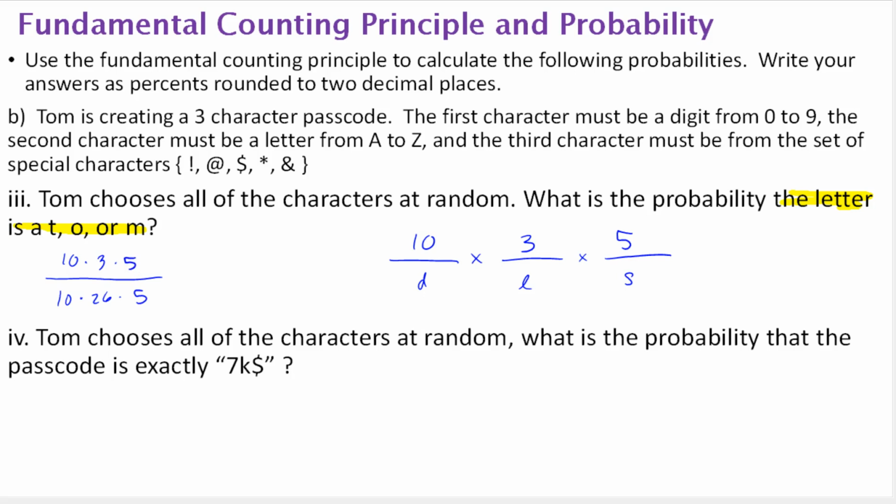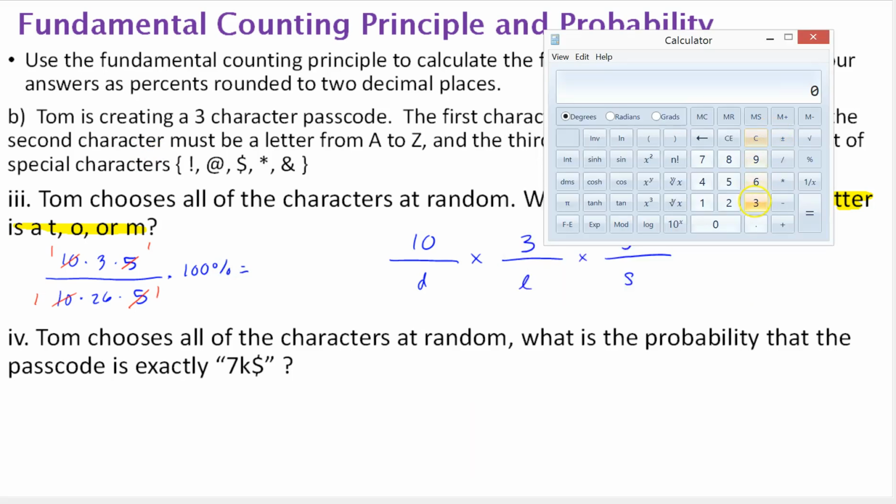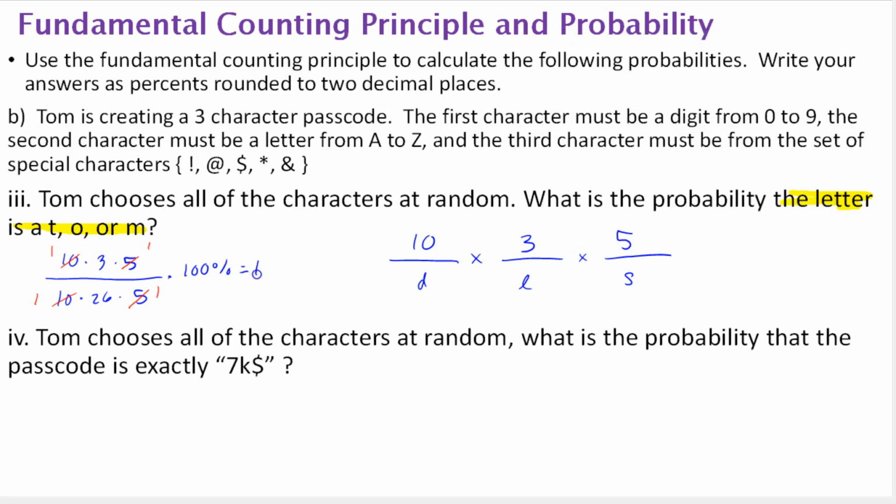And notice we could punch this all in, but the 10s cancel, the 5s cancel. So we really just need to find 3 out of 26. I'm going to multiply that by 100%. Don't know this one off the top of my head. So 3 divided by 26 times 100. So that probability is 11.54%.